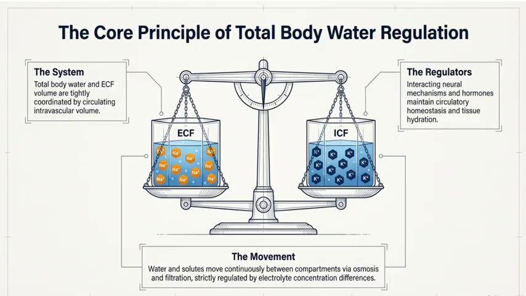Now, this slide summarizes the most important principle. The body maintains a balance between intracellular fluid and extracellular fluid. Extracellular fluid is sodium dominated, intracellular fluid is potassium dominated. Water shifts freely between the compartments based on osmotic gradients. So, simply to remember, sodium controls the extracellular fluid volume and water follows the sodium.